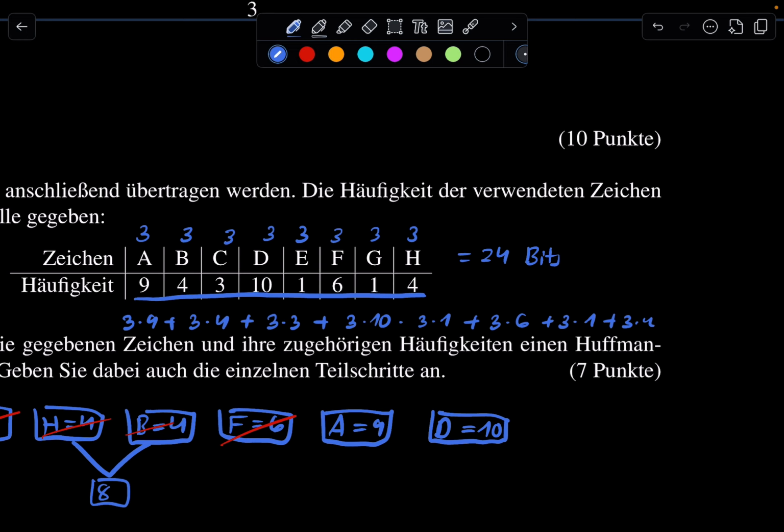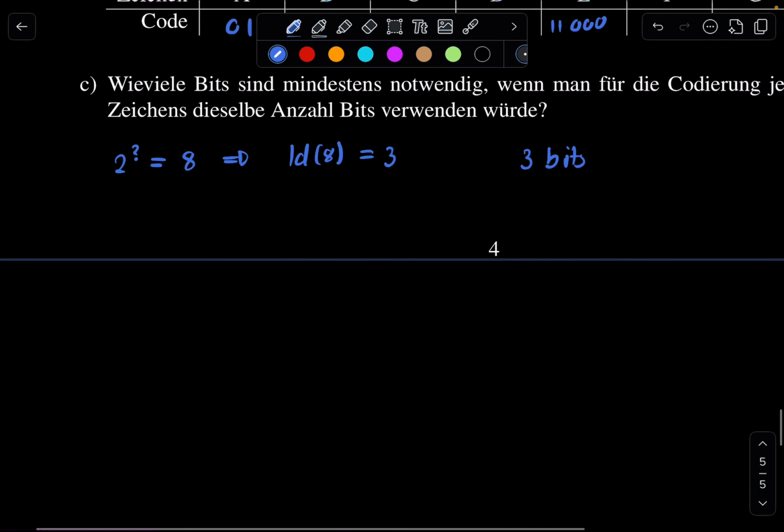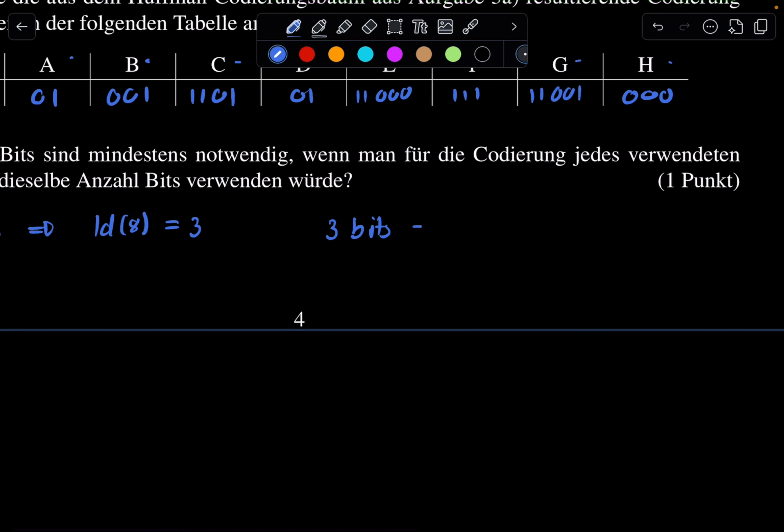So we can just take the 3 and multiply it by the sum of all of these values. So 9 plus 4 plus 3 plus 10 plus 1 plus 6 plus 1 plus 4 is going to give us 38, right? So we go back, and 3 times 38 is equal to 114.